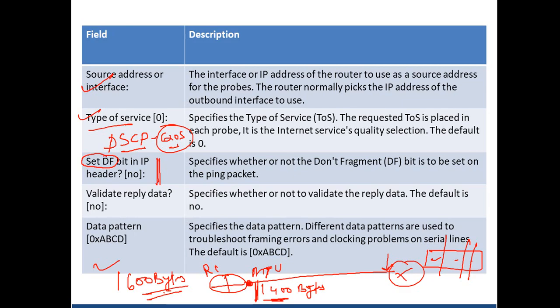The next one is validate reply data. Specify whether or not to validate the reply packet. Data pattern is mainly used for troubleshooting framing errors and clocking problems over the serial interface or serial lines.